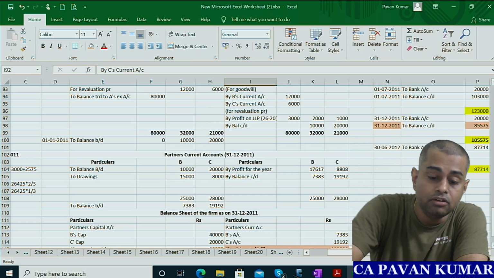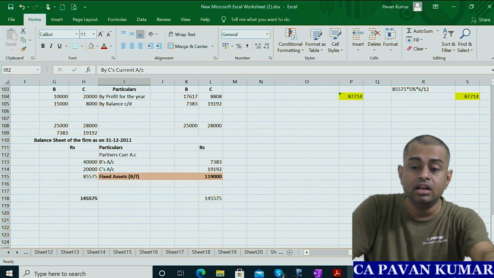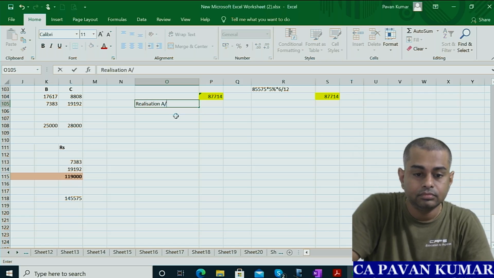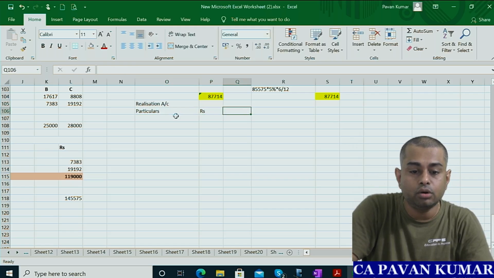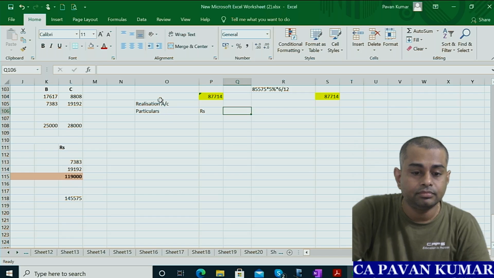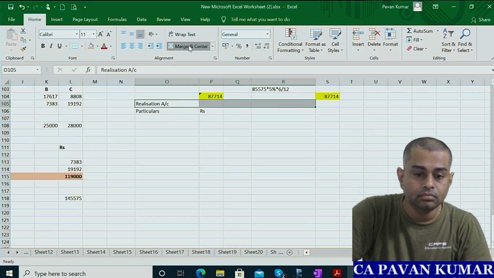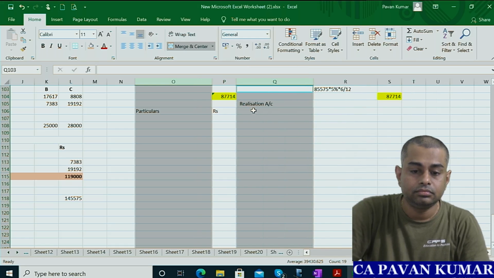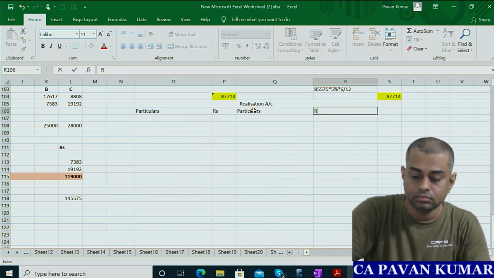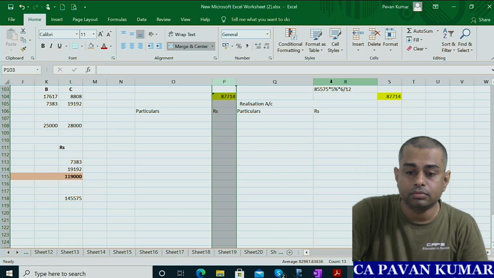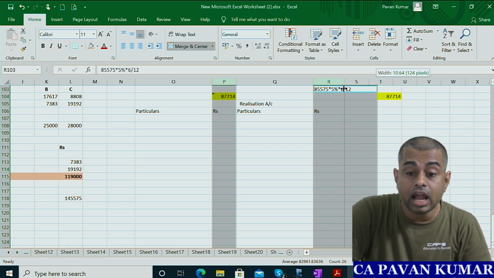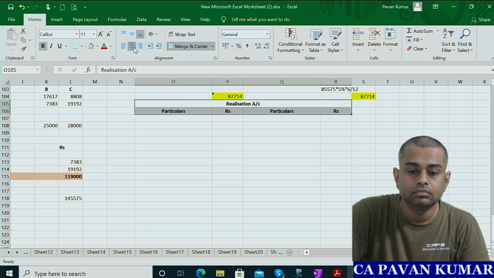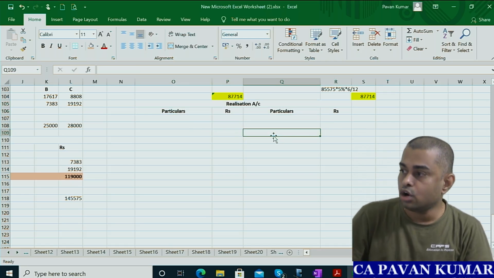You understand? So put the heading. Simultaneously we have to prepare two things. One, realization account we prepare. Realization account, particulars rupees, particulars rupees. That is one ledger account. Then partners' capital accounts and current accounts also we need to prepare.